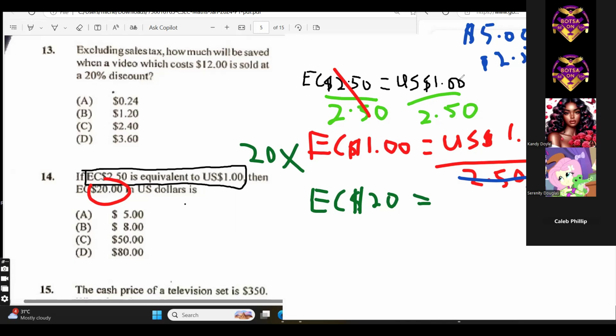Right. So then to get the answer that I need, it's going to be 1 times 8 is 8. Right, 1 times 8 is 8. That's for the US part.